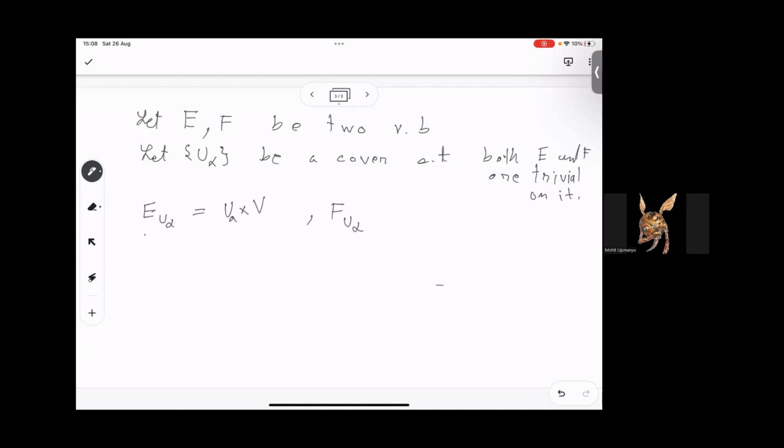Oh, and the notation F restricted to U alpha denotes the pullback of the vector bundle to U alpha. In this case, since it's a subset, it would be more like just looking at the inverse image of U alpha. So this would be U alpha cross W.